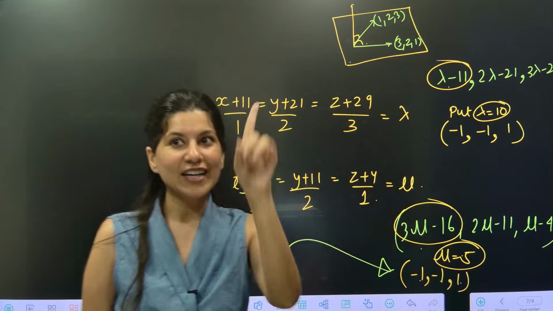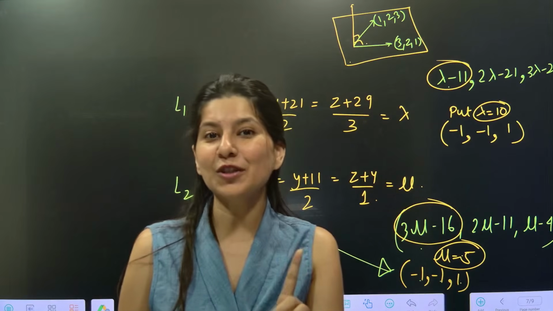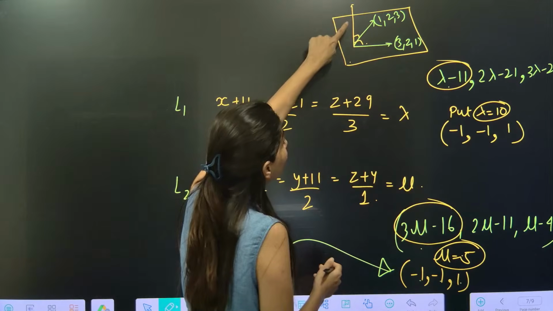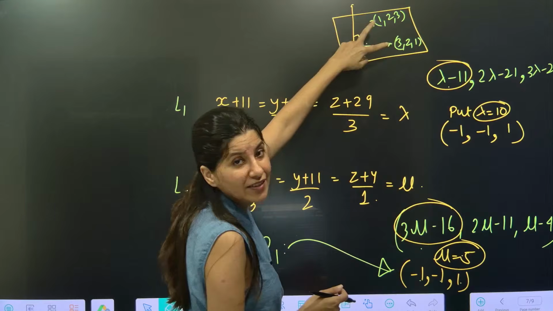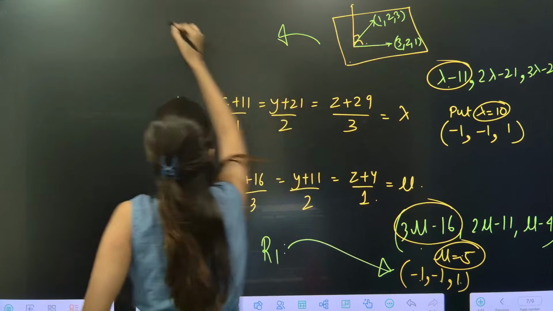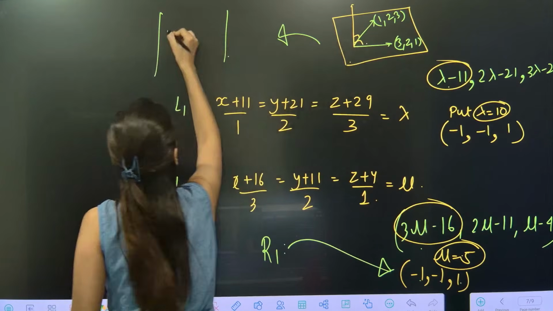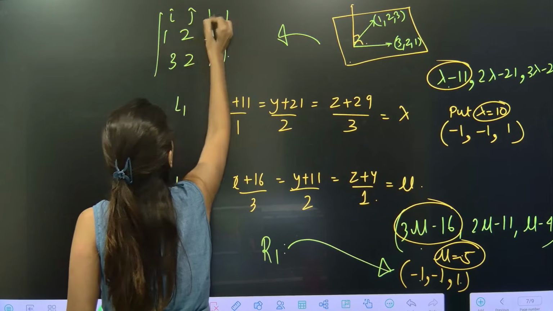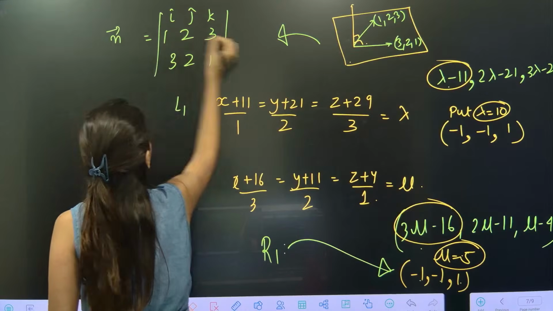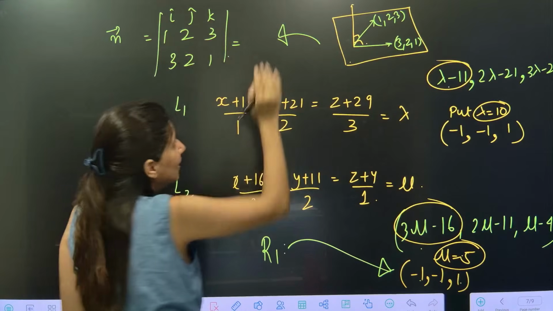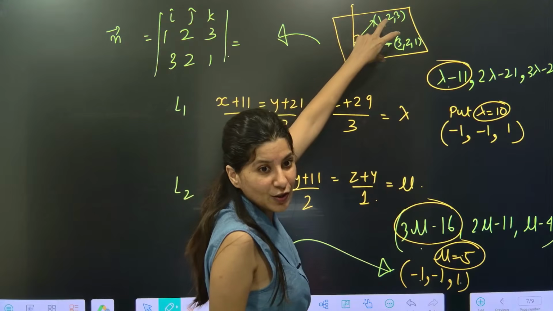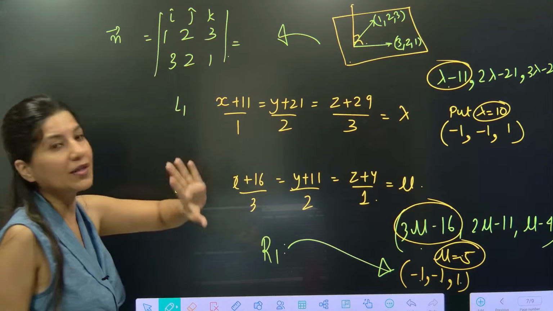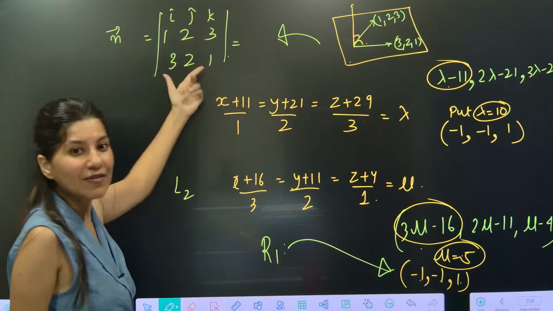Right? I taught you this. What exactly did I teach you? A vector perpendicular to two given vectors is nothing but the cross product. Find the cross product: 1, 2, 3, 3, 2, 1, i, j, k. This is your n vector or n cap. So this vector, which is perpendicular to two given vectors, how will you calculate? By taking the cross product. Okay, this is the ninja way of doing it.